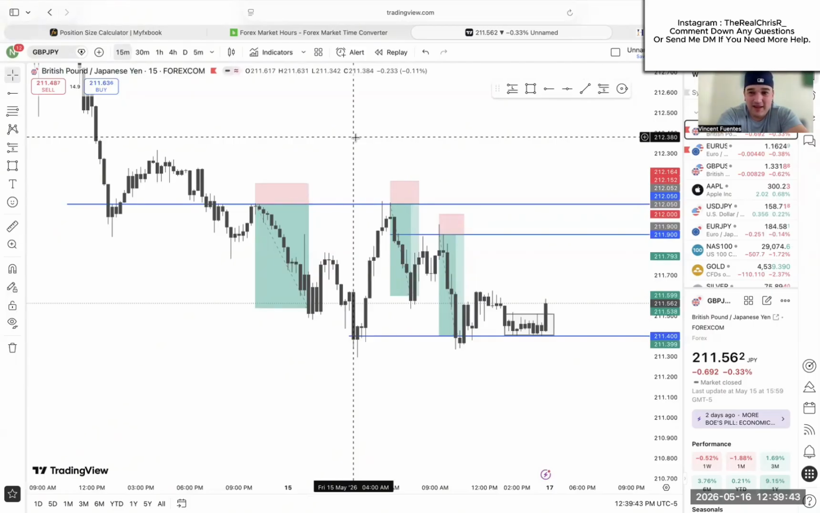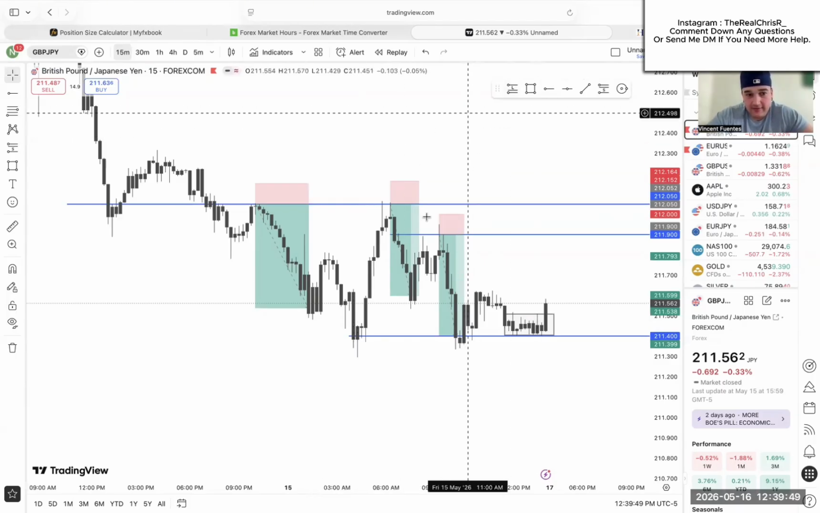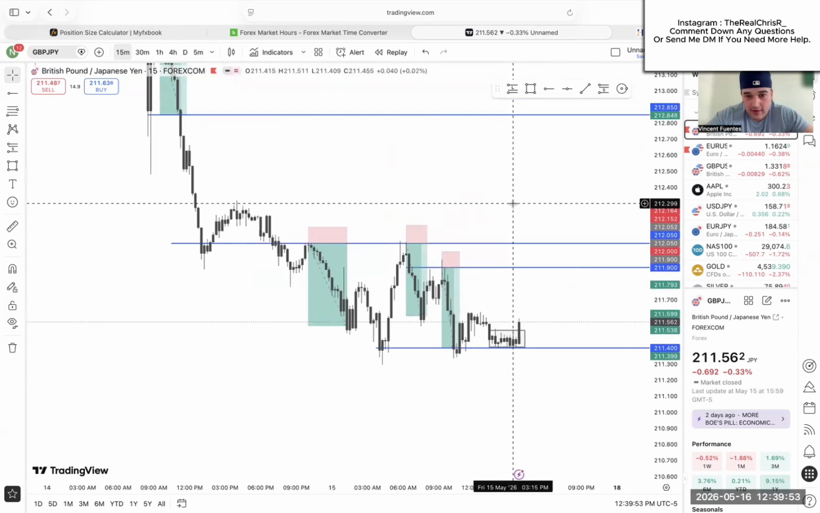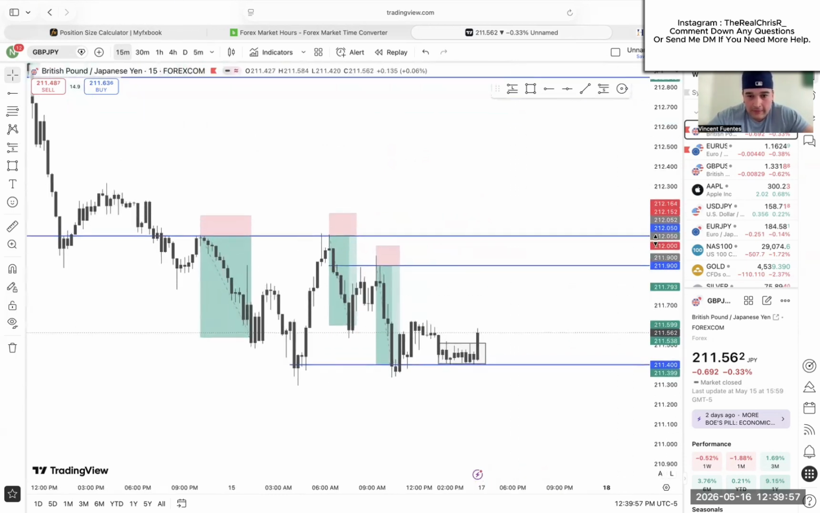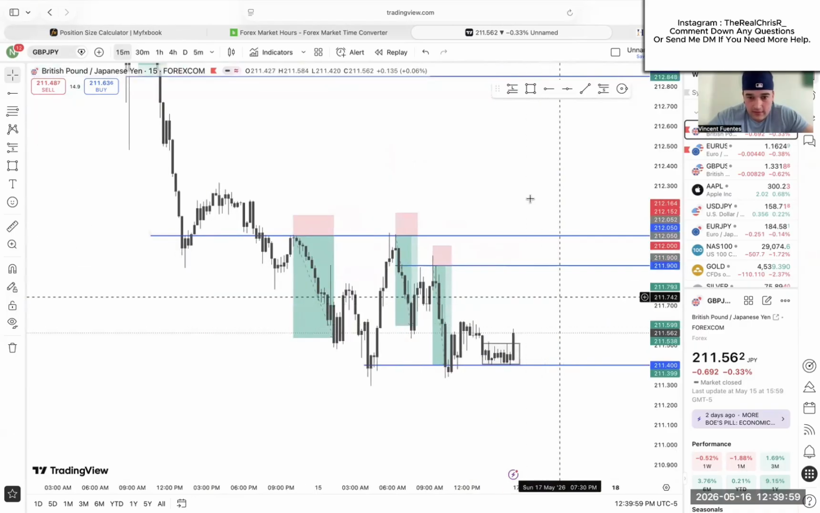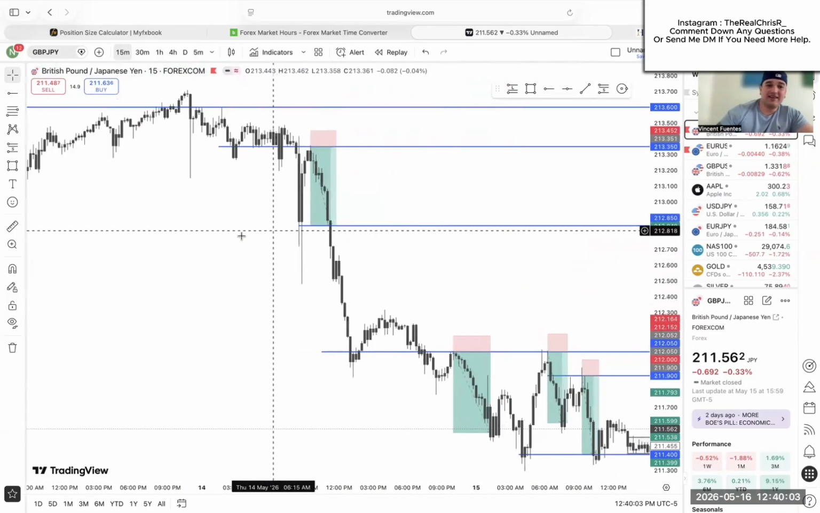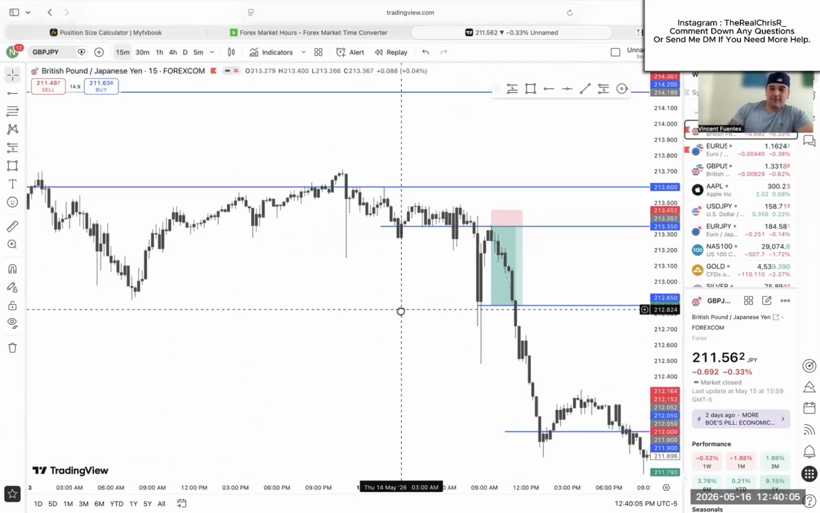What am I using? All I'm using is lines, right? You haven't seen me do nothing else. I'm not worried about fair value gaps, all that stuff. Simplify it, make day trading easy.